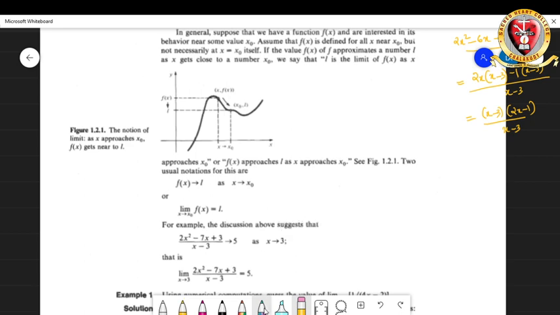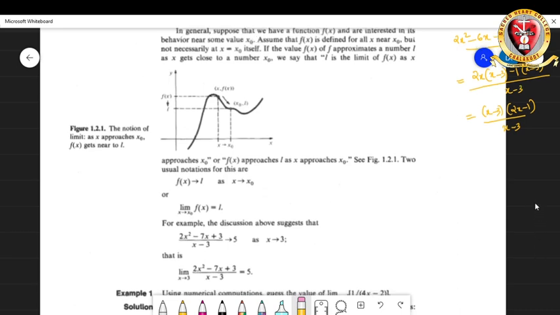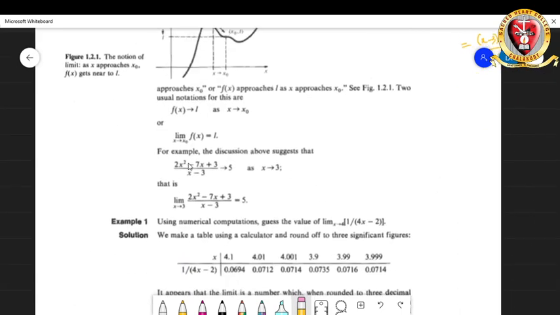Okay. So in the example which we discussed earlier, we can write either like this. This was our f of x, right? This is our f of x we mentioned. So f of x tends to 5 as x tends to 3, or limit x tends to 3, f of x is equal to 5. So either way you can write, we always prefer this.